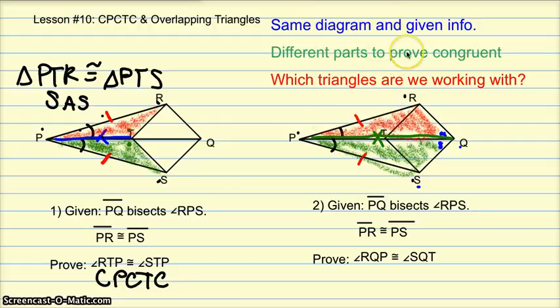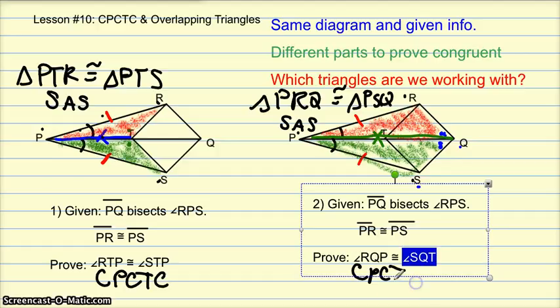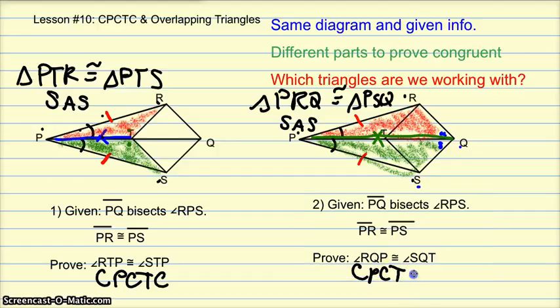All right, let's see if I've answered all the questions down there. It says mark with a star the triangles you're proving congruent. Well, I need to prove that triangle PRQ is going to be congruent to triangle PSQ. I see side, angle, side one more time, and I'll be able to use CPCTC, the idea that if triangles are congruent, then all the parts are congruent.